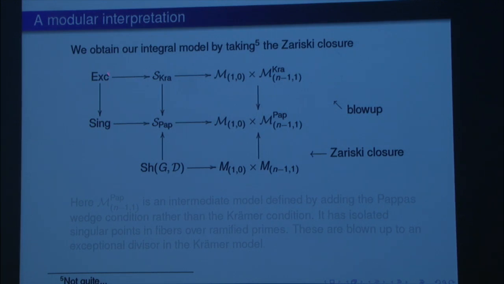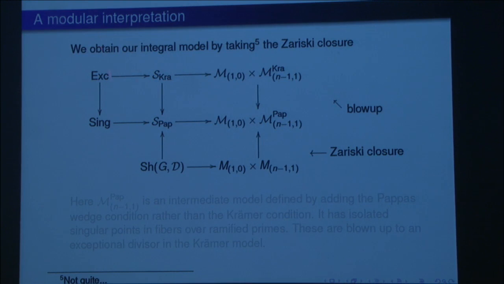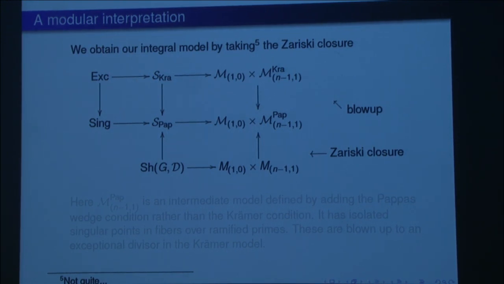and what you do is you blow up that singular locus. So there's a final step here to get the actual model we want, where we blow up. The Kramer model blows up the Pappas model, so we get a blow up here. So our final model that we're going to work with has got a Zariski closure aspect, but then there's some exceptional fibers, which are the full transform of the blown up points, okay?